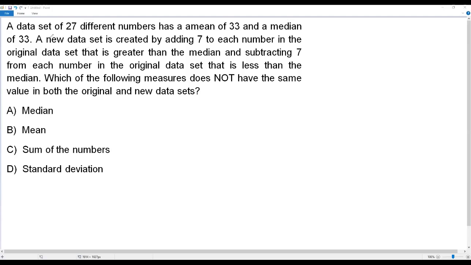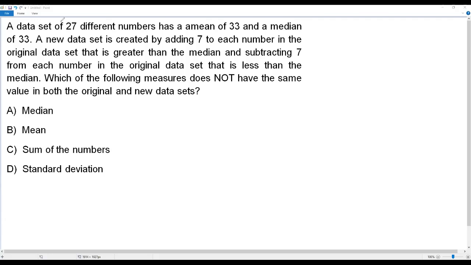The question says there is a data set of 27 different numbers with a mean of 33 and a median of 33, and the question does not say what the 27 different numbers are. Since we don't have any restriction for these 27 different numbers, we can write any data with 27 different numbers with a mean of 33 and median of 33, but it's a bit difficult and time consuming work.